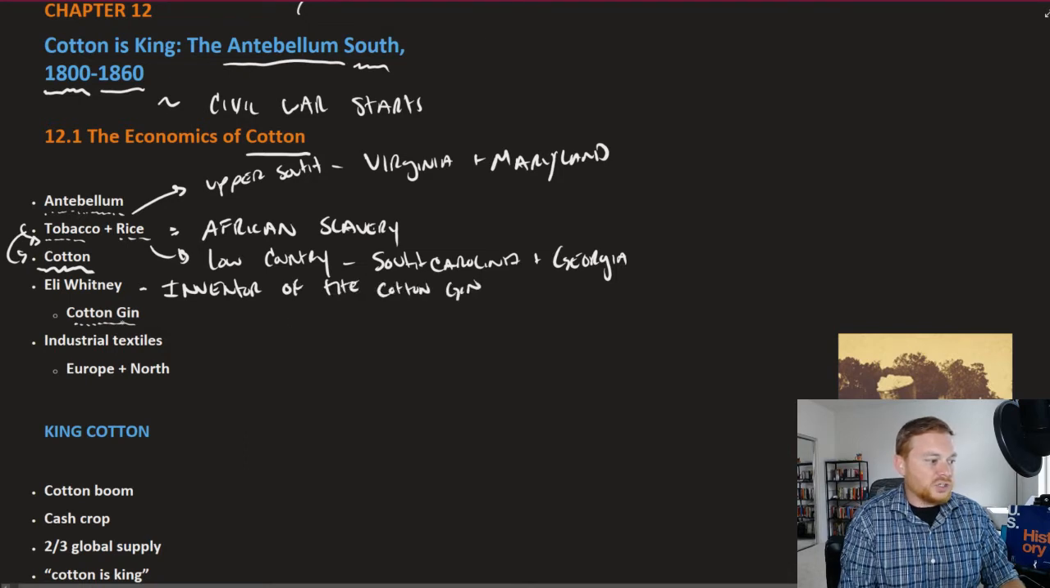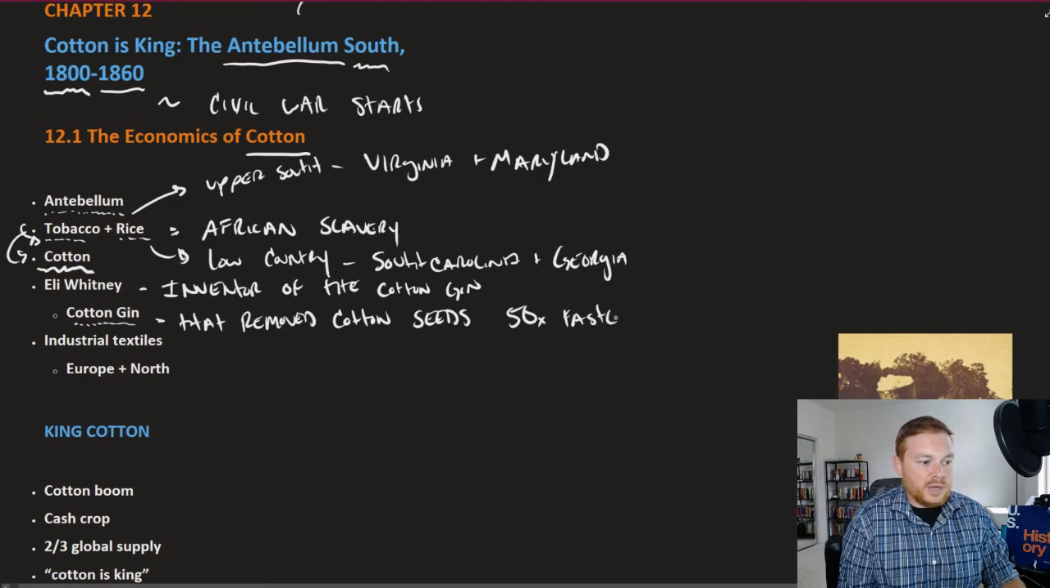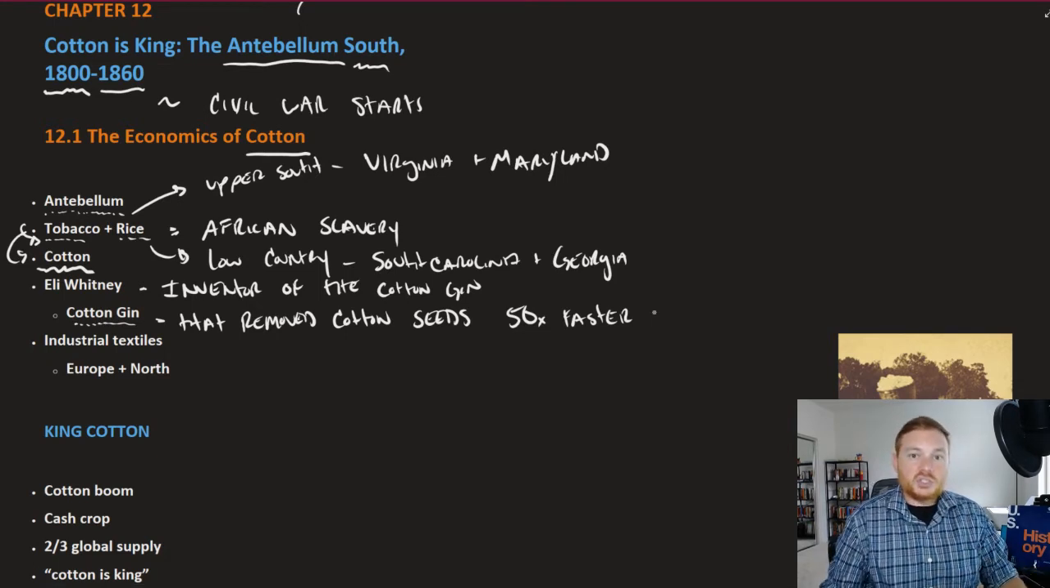And what the cotton gin did, it was an invention that removed cotton seeds, we'll say 50 times faster than by doing it by hand, because that's typically the way that the seeds were removed from cotton before. By hand, you invent this contraption that can now remove the seeds 50 times faster. It essentially means that you're able to produce more cotton. You can grow more, you can harvest more, you can then remove the seeds and manufacture it.